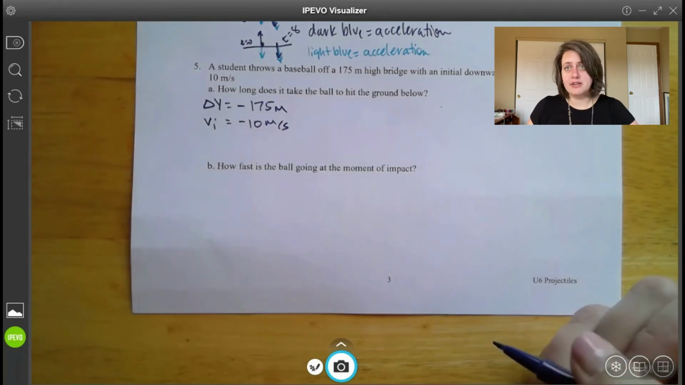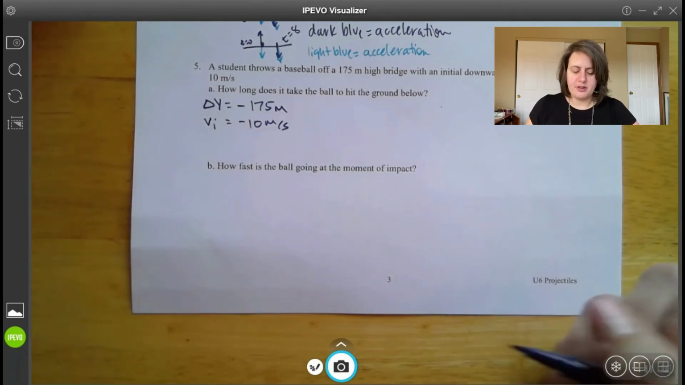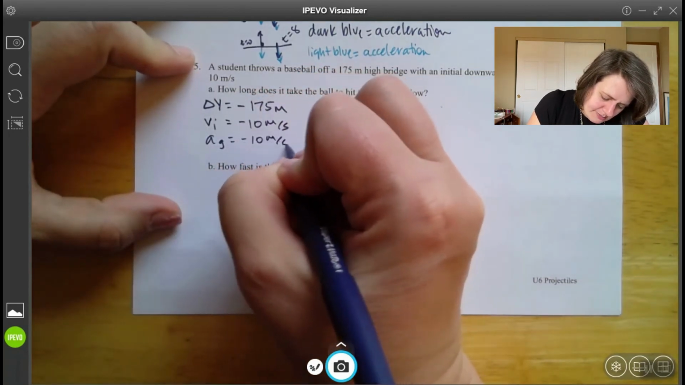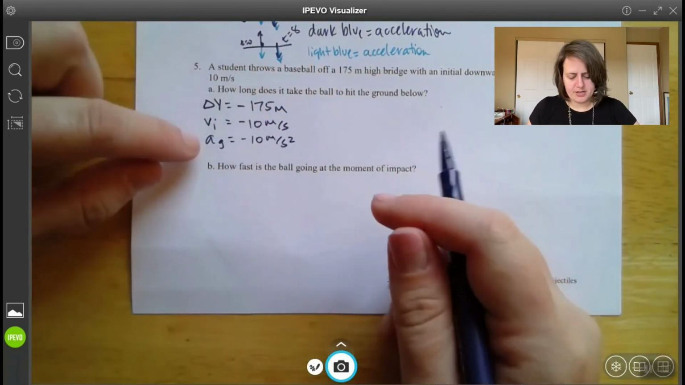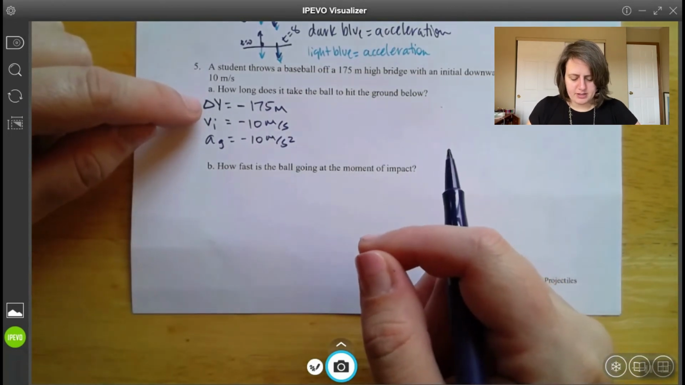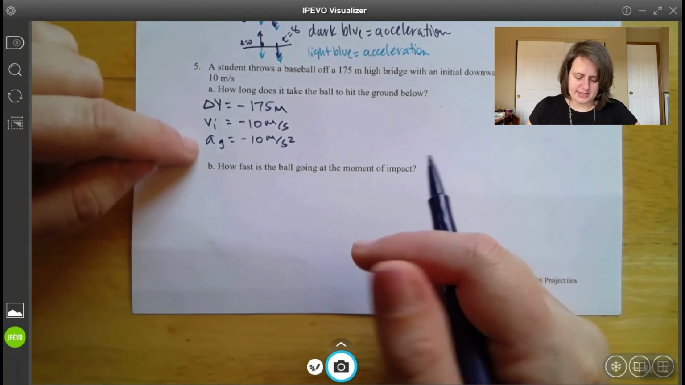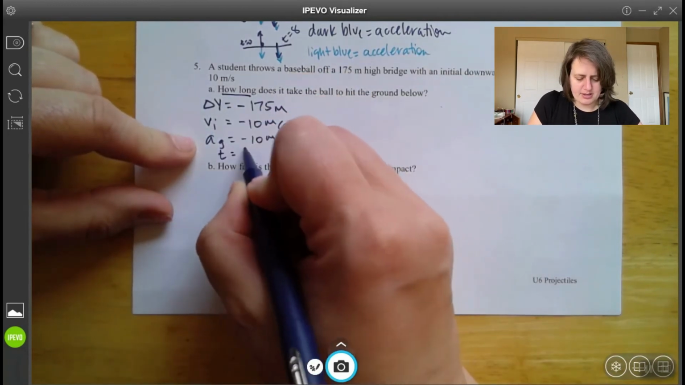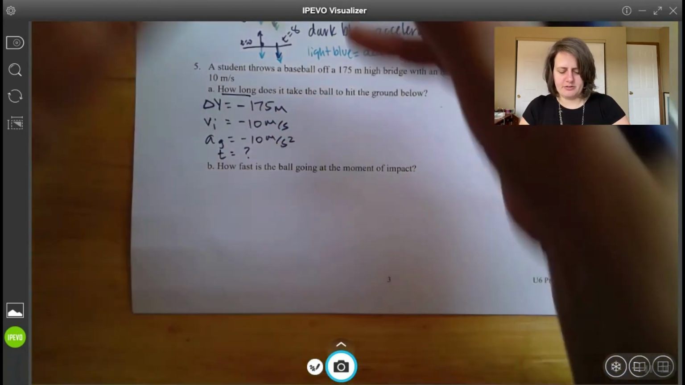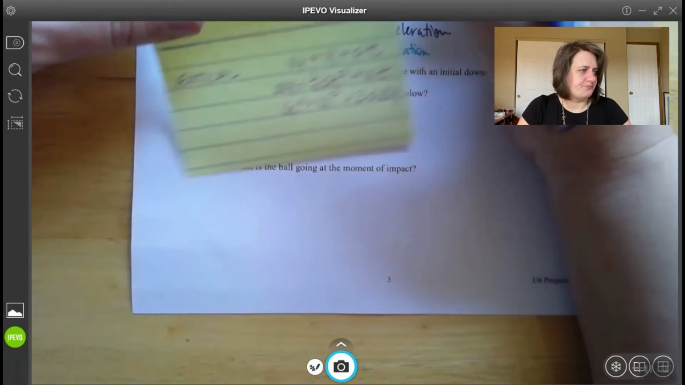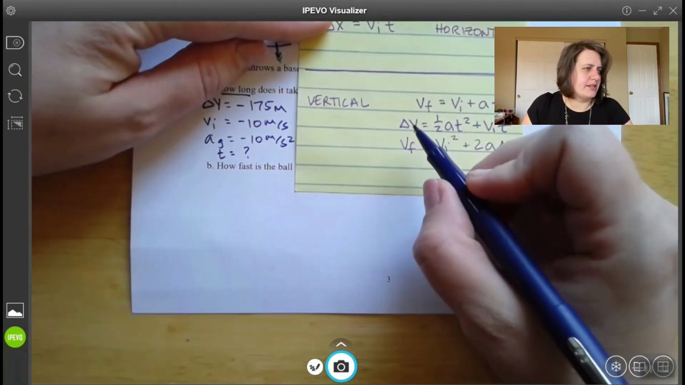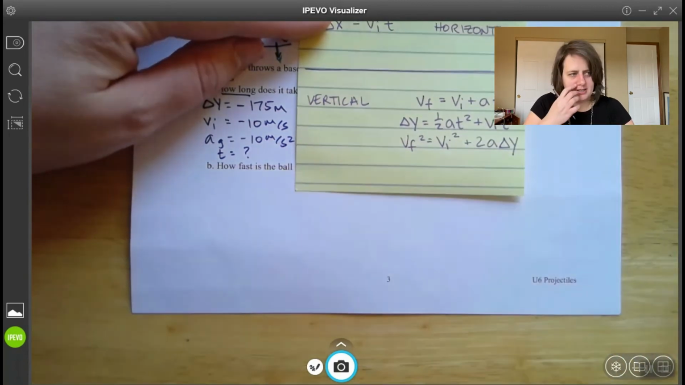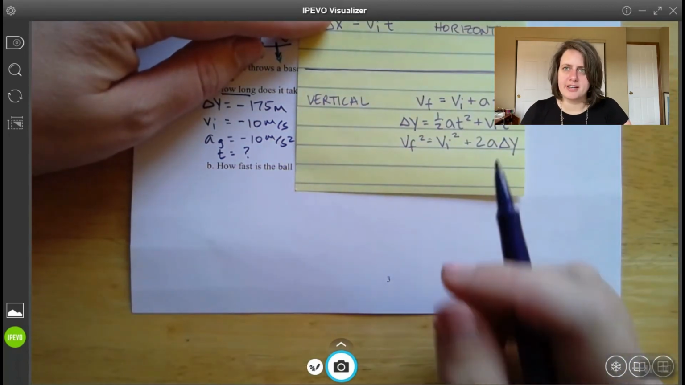All right, we need to know 3 things to be able to solve the 4th one. The 3rd thing that we know, again, is acceleration due to gravity is minus 10 meters per second squared. So we've got vertical displacement, initial velocity, acceleration, and how long is asking us how much time does it take? So if we look at our equation sheet, displacement, acceleration, time, velocity. All right, this looks like we need to use our quadratic again.